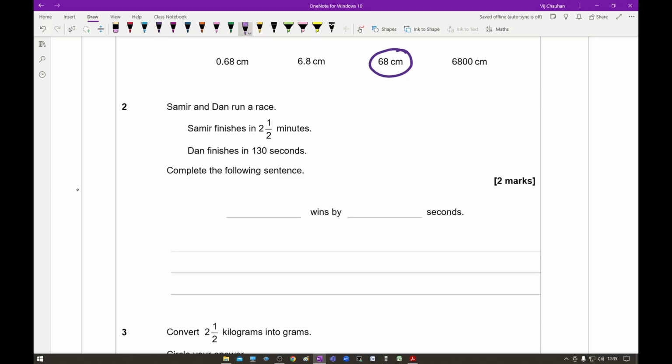So 2.5 minutes is 2 and a half minutes. And there are 60 seconds in 1 minute, so 2 minutes is going to be 60 plus 60, and in half a minute there are 30 seconds. So if I just do 60 plus 60 plus 30, that's going to give me an answer of 150 seconds. So then the two times I need to compare are 150 and 130. So who wins? It's going to be Dan, and by 20 seconds.